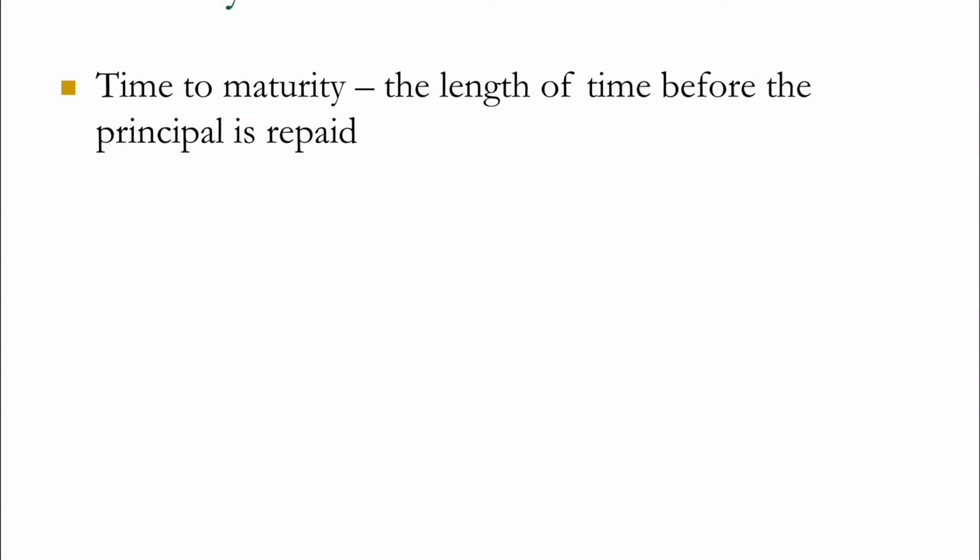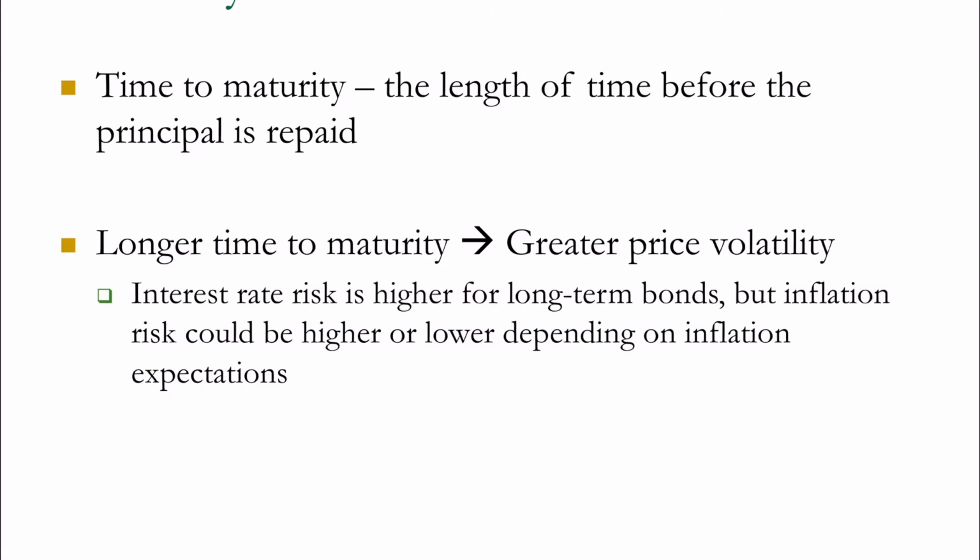So the time to maturity is the length of time before the principal is repaid. We already discussed in the previous lecture that the longer the time to maturity, the greater the price volatility. So there's more price risk with longer maturity bonds. And so the interest rate risk is higher for long-term bonds, but also you have inflation risk, which could be higher or lower depending on inflation expectations. So do you have inflation or do you have deflation occurring?